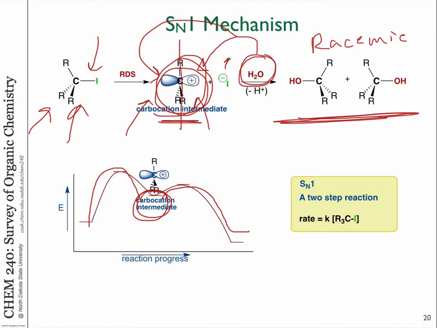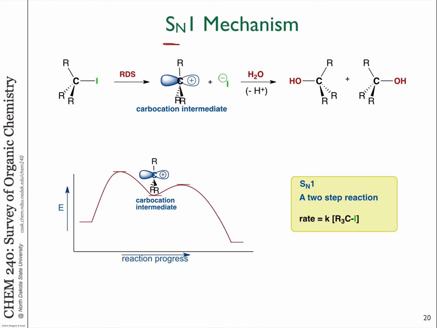Now this mechanism we refer to as an SN1 mechanism. And why is it an SN1 mechanism? Well, SN stands for, again, substitution nucleophilic. So it's a nucleophilic substitution. The one refers to the reaction order in the transition state step that is the rate determining step.